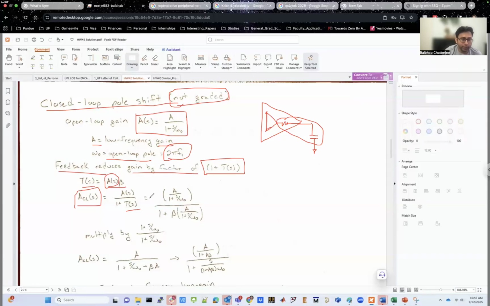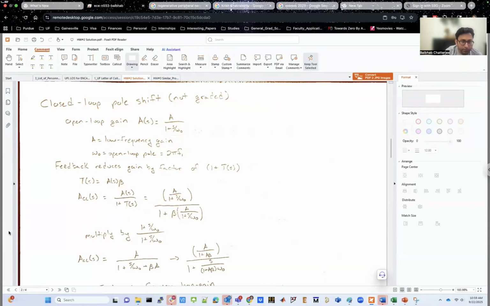Now here, dividing the numerator and denominator with 1 plus s over omega naught, you get this equation. Let me clarify that better. Basically, as a function of frequency, your gain is A divided by 1 plus s over omega naught. And again, T as a function of frequency is A divided by 1 plus s over omega naught multiplied with beta. So that's what you have just by replacing A as a function of frequency and T as a function of frequency.